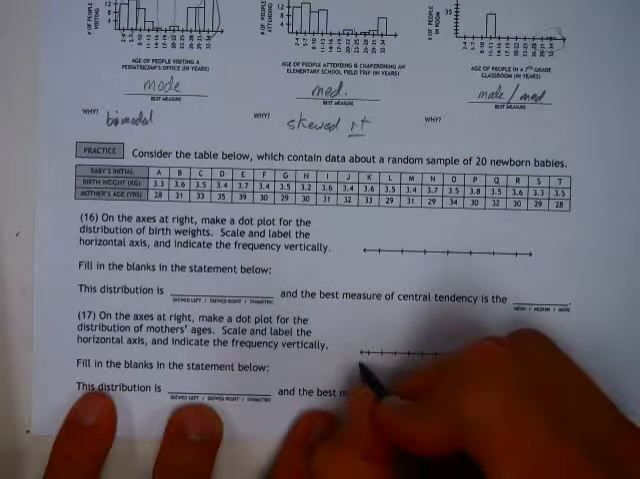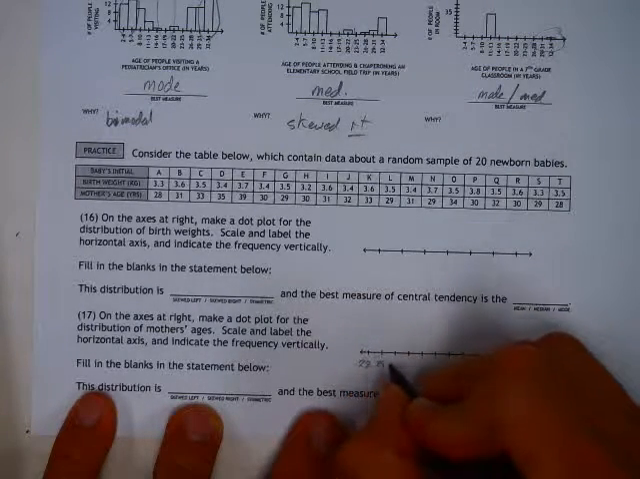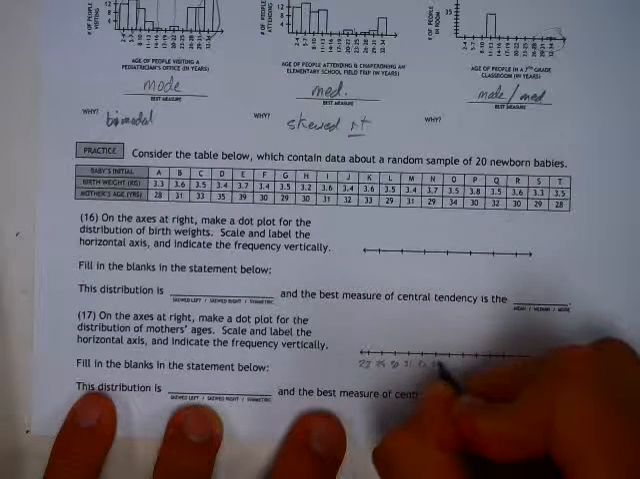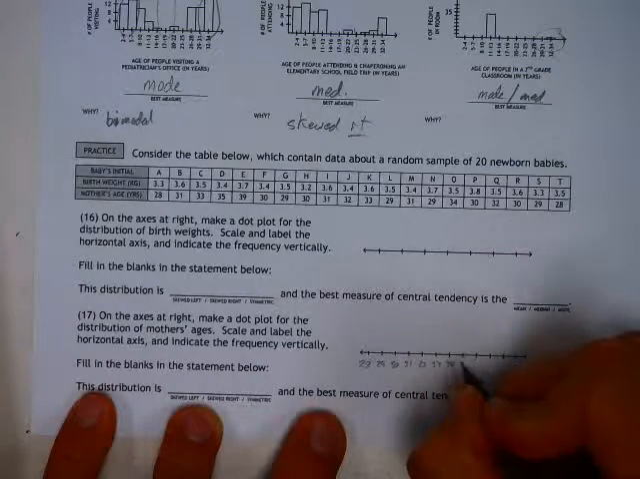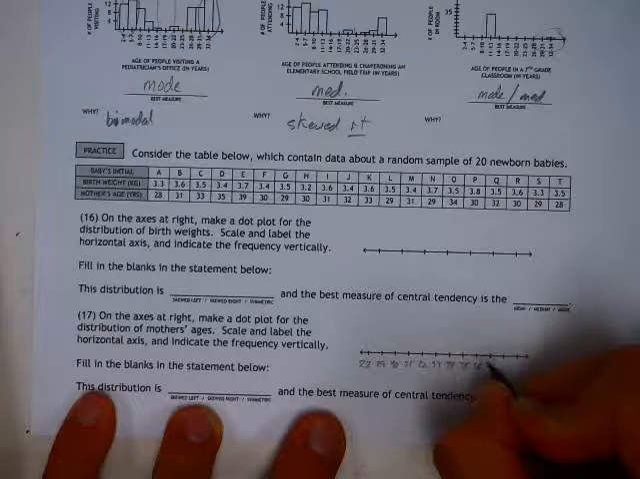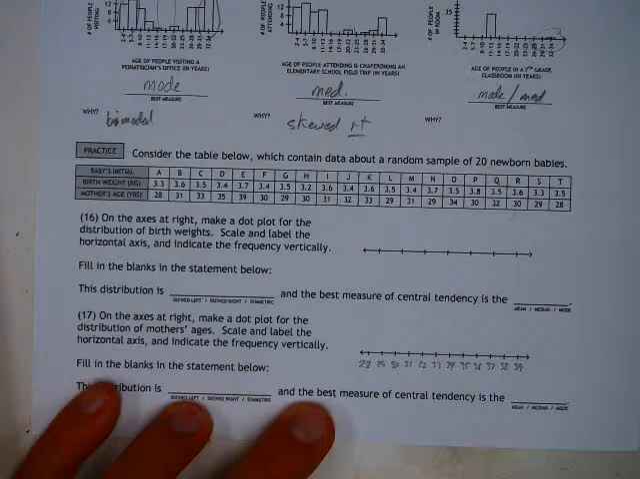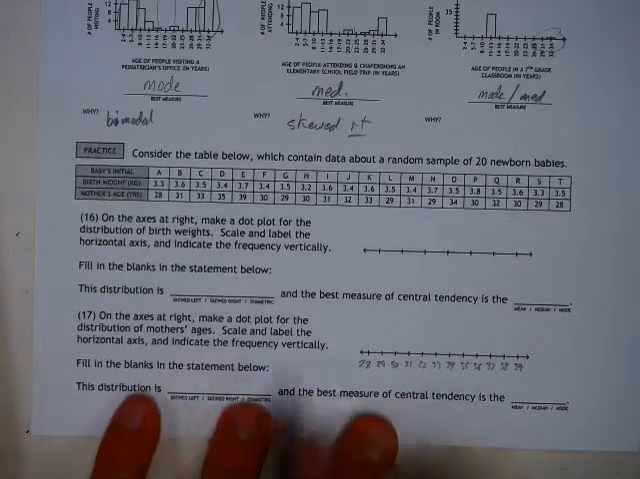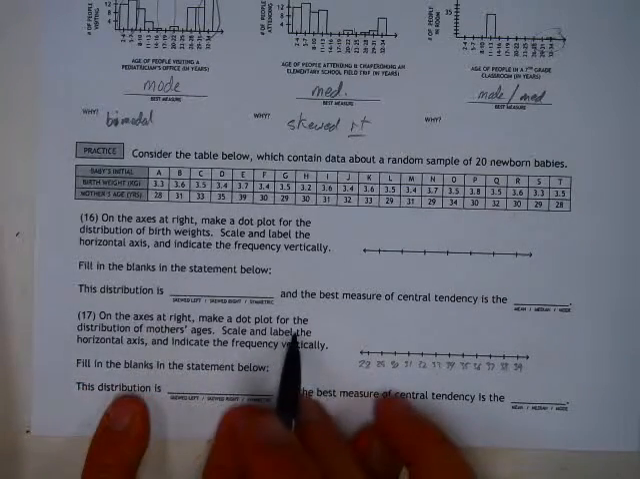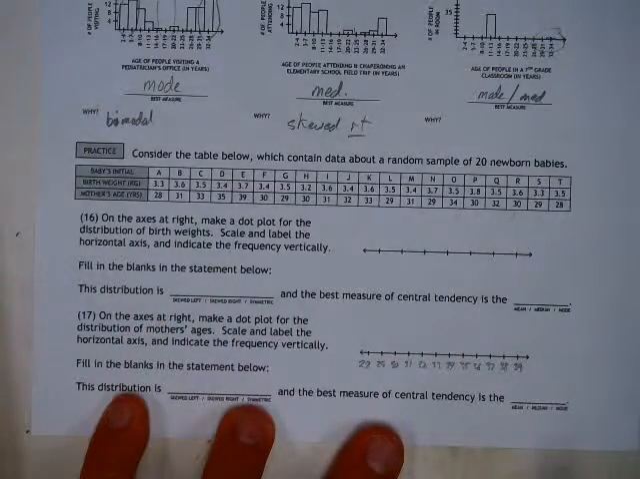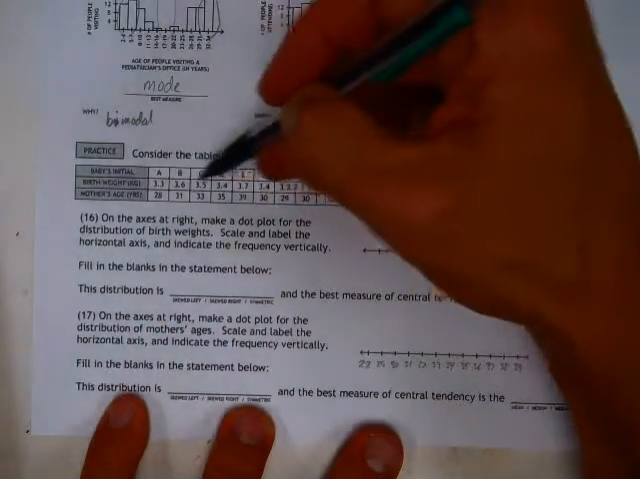So if we start at 28 here, 29, 30, 31, 32, 33, 35, 36, 37, 38, and 39. Perfect. Convenient how that worked out, right? So this is a dot plot, which means we're using dots to represent each of the different individual pieces of data here. This is the birth weight in kilograms.